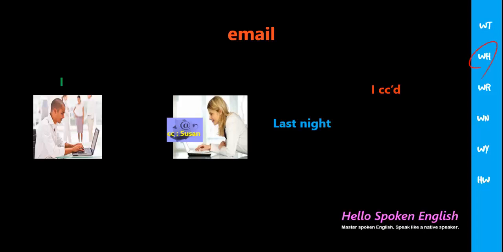CC'd who? Susan. And where? On the email. Email who? To her. And when? Last night. So the full sentence is, I CC'd Susan on the email to her last night. How does a native speaker make the sounds? Consonant and vowel blended. Susan on. If we write it down by pronunciation, I CC'd Susan on the email to her last night.